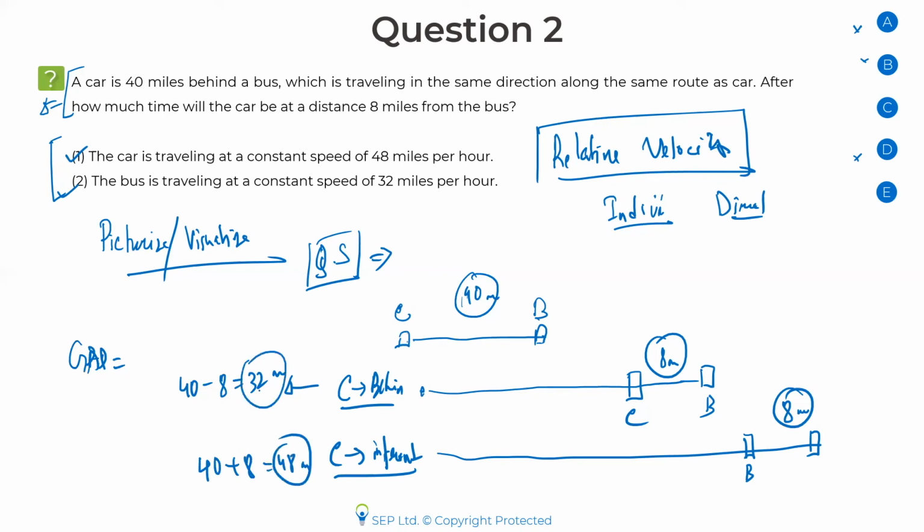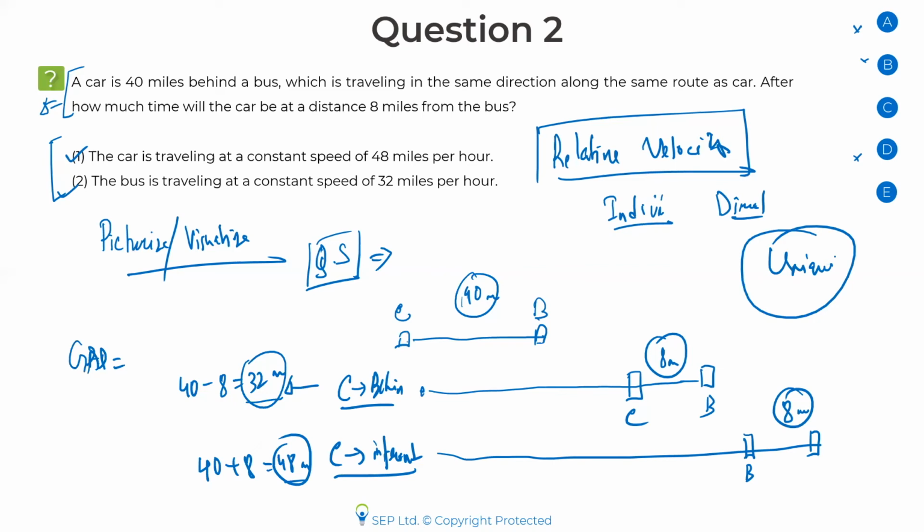If you use the formula for gap, distance and speed, what will you need? You will need the gap, and the gap is not fixed. The gap can be 32 miles. It can also be 48 miles. So I will get two different answers. However, in a DS question, I always look for a unique answer. Will I get a unique answer? No, I will need two scenarios.